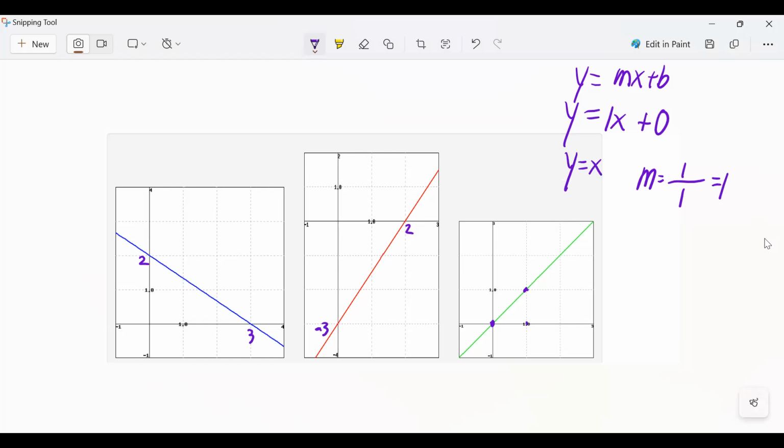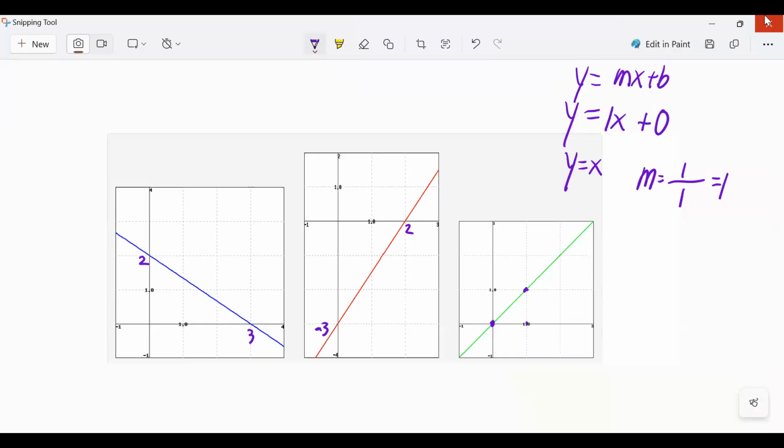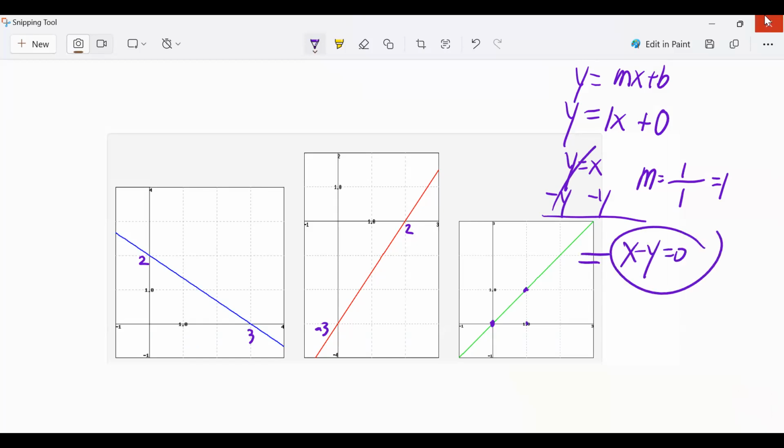And you put both together, right, that is the slope-intercept form. If you want to turn it into the proper form, which we can recognize from the answer choices here, then it will be, subtract y from both sides of the equation, right? And so x minus y equals 0. Okay, so this is for the green one.